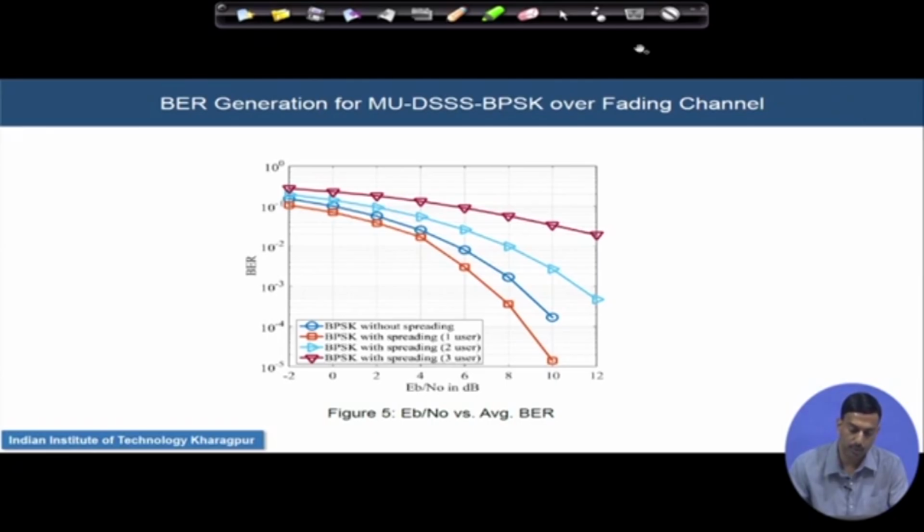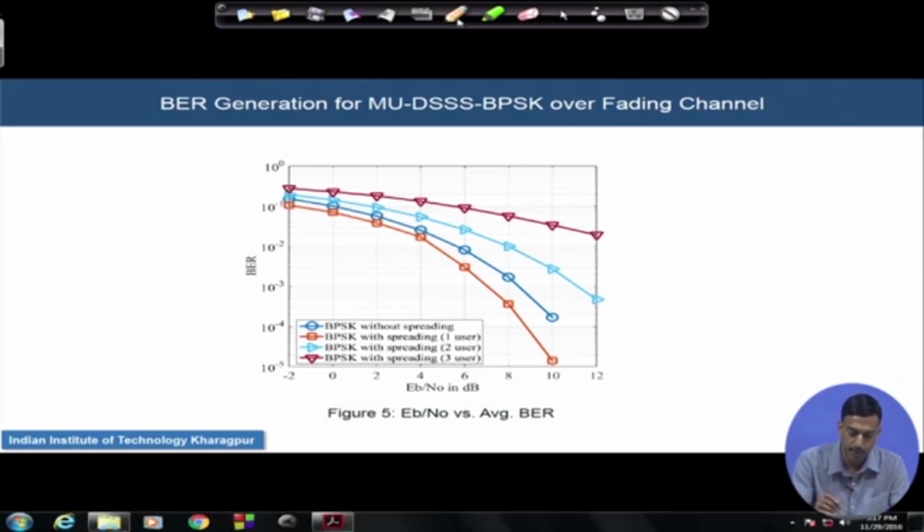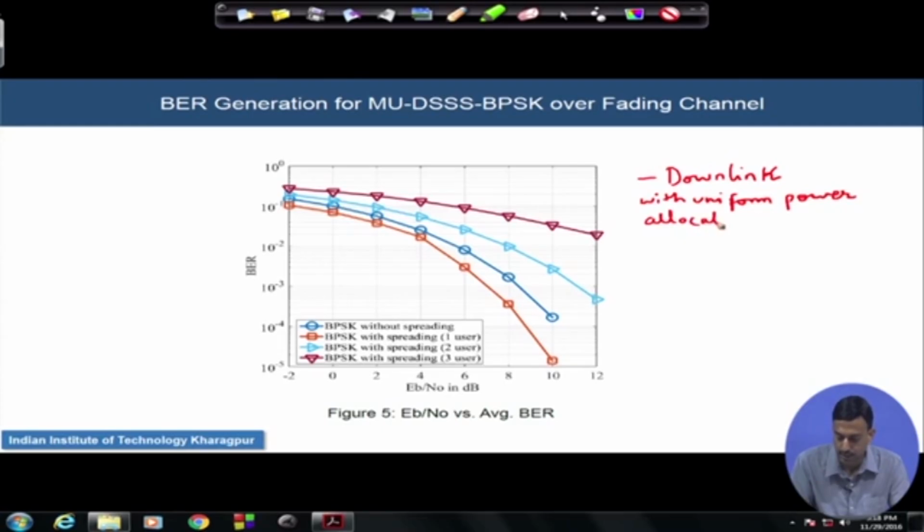But I would like to make 2 very important points over here, and the first point is that this performance evaluation has been done for downlink with uniform power allocation, or equal power allocation, for all the users. So we basically had split the total transmit power into 3 components, in this case equal components, and we had assigned that power to each user. So this was a simplistic assumption that we had made.